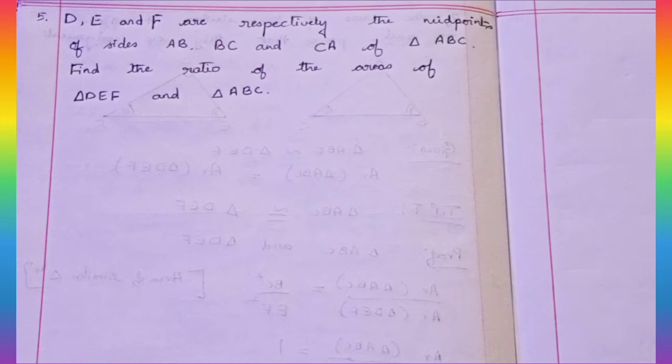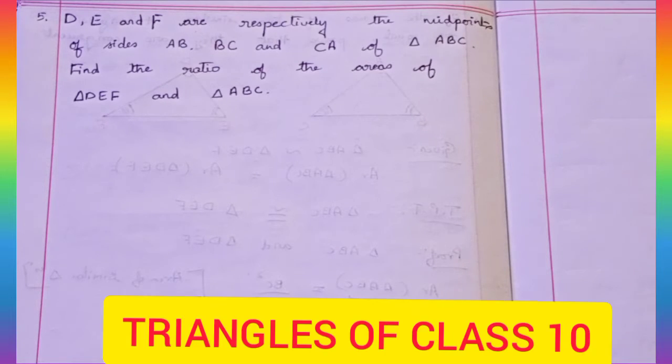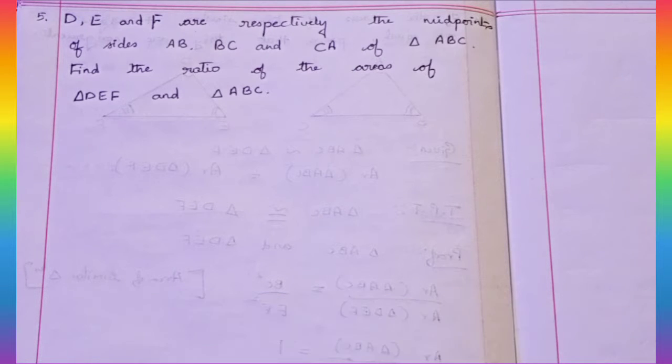Today we are solving problem number 5 from the unit of triangles of class 10. The question is taken from exercise 6.4 in the CBSE textbook and from exercise 2.4 in the Karnataka state textbook. The question is like this: D, E and F are respectively the midpoints of sides AB, BC and CA of triangle ABC. Find the ratio of the areas of triangle DEF and triangle ABC.